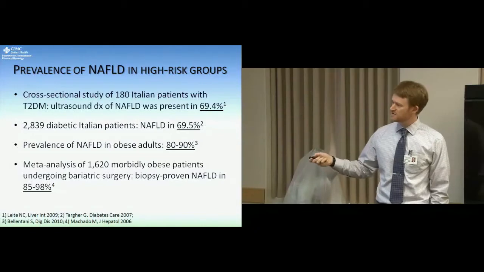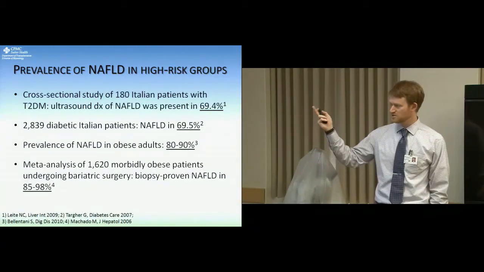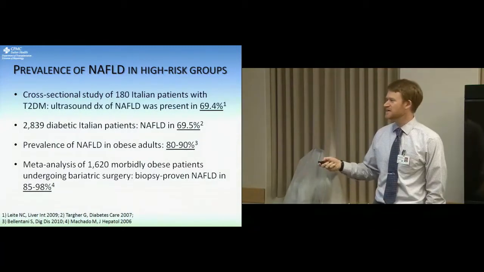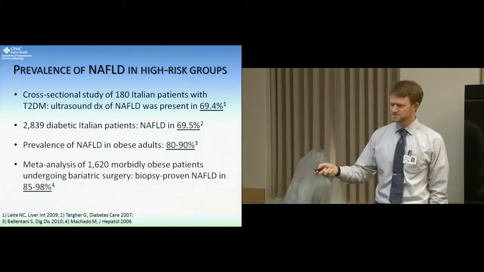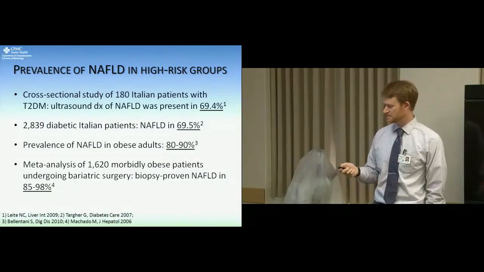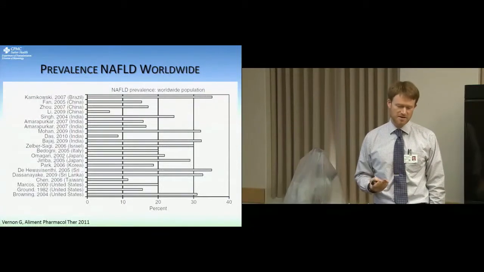You can go on and say that in obese adults, there's another study that looked at prevalence of fatty liver in obese adults, 80 to 90%. And then in those going to bariatric surgery, it approaches 100%, which again is about what you would expect. And I talked about the prevalence worldwide and compared it to that in the United States.